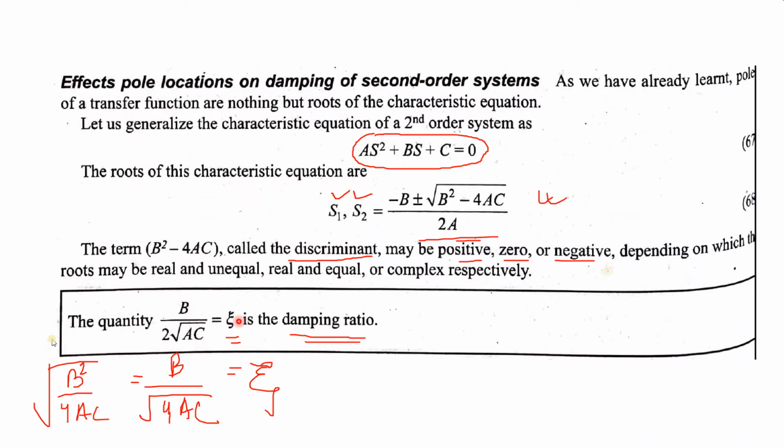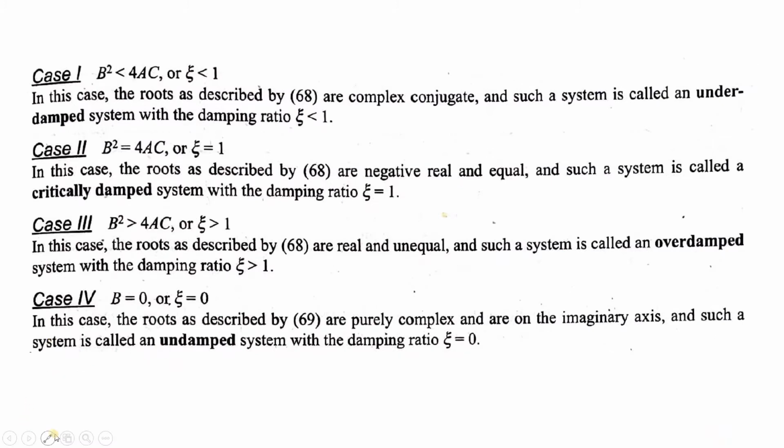And if b is 0, then obviously the numerator is 0, then eta will be 0. In no case can a or c be 0, because it would become infinite. It does not happen generally. So these 4 cases can be observed. Depending upon the value of b square and 4ac, eta can be less than 1, equal to 1, greater than 1, or equal to 0.